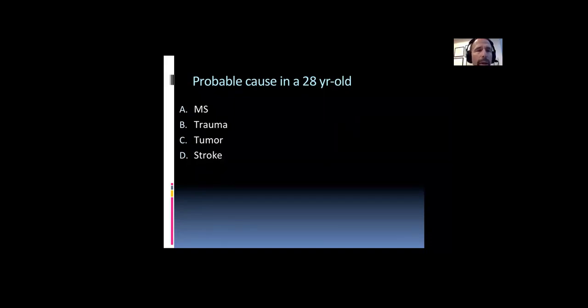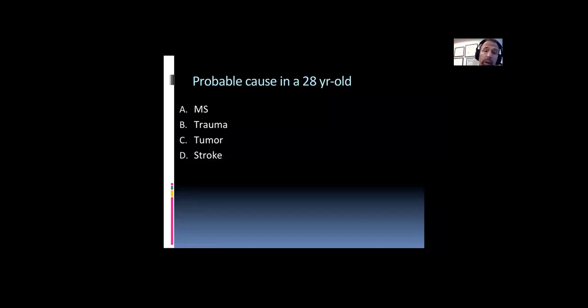Now, can MS cause this? Sure, you can have a big plaque in the retrochiasmal visual pathway, and in the optic neuritis treatment trial, when they followed patients over 15 years, they found as many as 12 to 15% of patients had some sort of homonymous visual field defect during the course of follow-up. So you can definitely see plaques from MS in the retrochiasmal visual pathways.